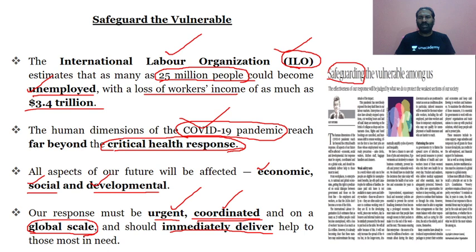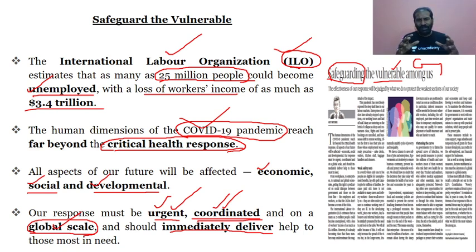Please do understand and link this now. Only when the response is urgent and coordinated can we safeguard the vulnerable globally. Vulnerable globally, that is very important. So we are safeguarding the vulnerable, not just as I discussed in the first topic, the 1,70,000 crore economic relief package by the finance ministry of India for the vulnerable sections of Indians. But here, this article talks about safeguarding the vulnerable across the globe. At a global scale, we have to go ahead.